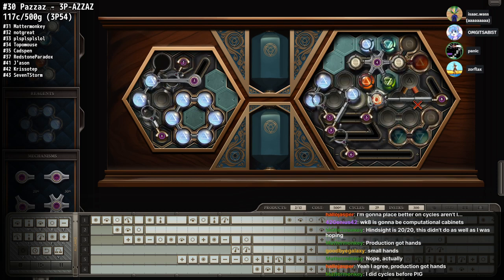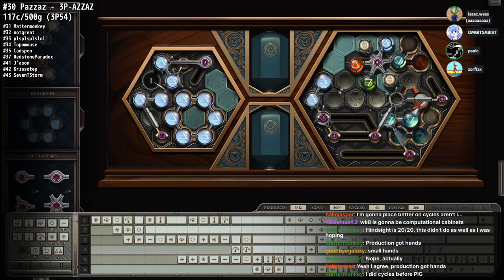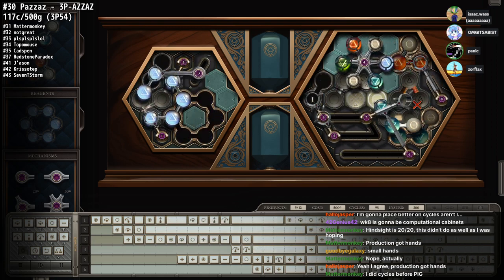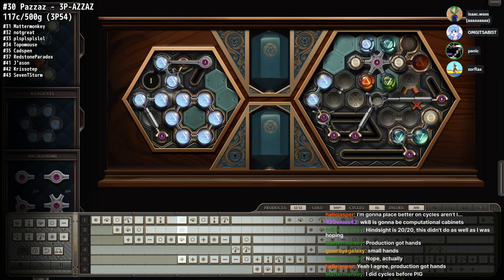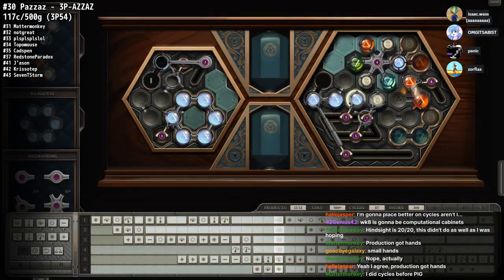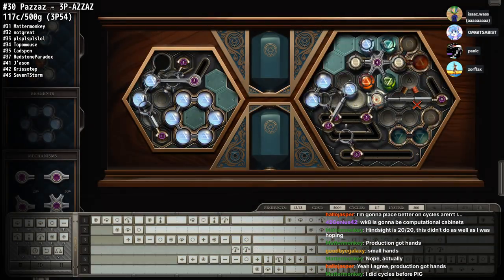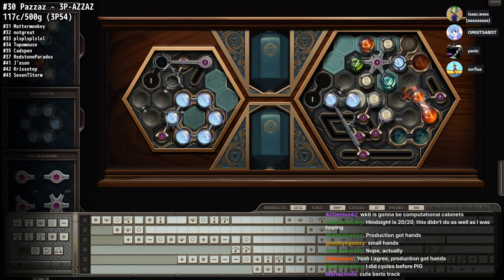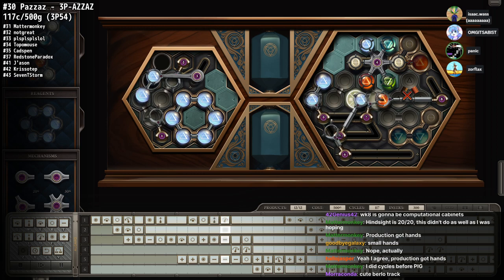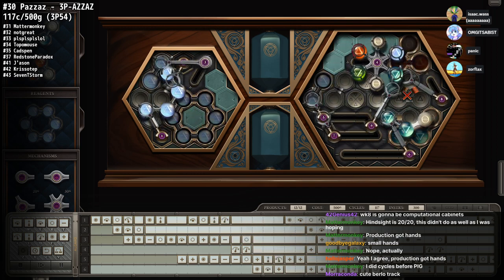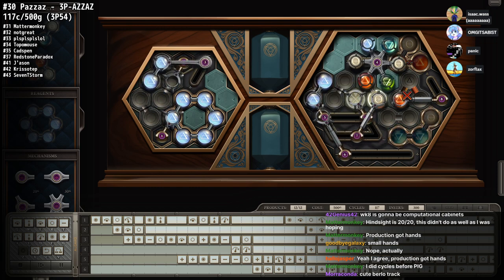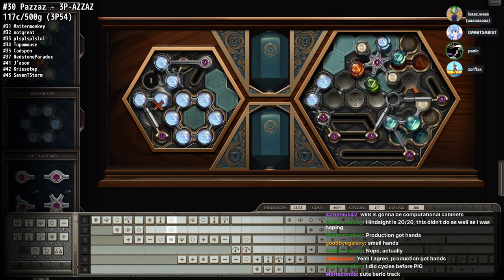10 cycles. 3P Azaz. This is 3P, not P3. Oh, nice. Yeah, some cool track loops going on here. Or a cool track loop. Can just slide everything past the Brillo. It's kind of a height-ish tech. And yeah, deconstructing into twos here.